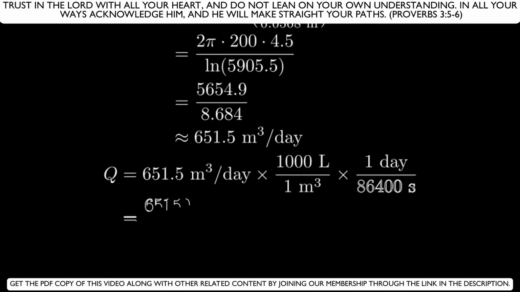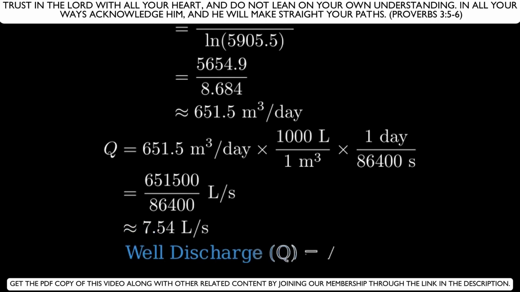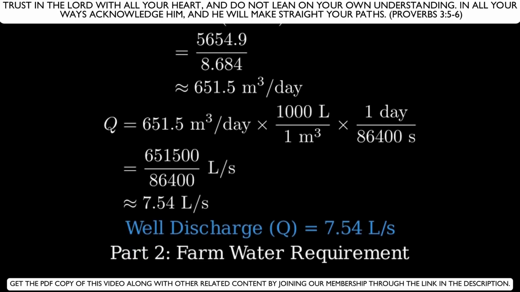To convert this to liters per second, which is the standard unit for well discharge, we multiply by 1,000 liters per cubic meter and divide by 86,400 seconds per day. This gives us Q equals 7.54 liters per second. Now, let's move to part 2, calculating the farm water requirement for 2 hectares.